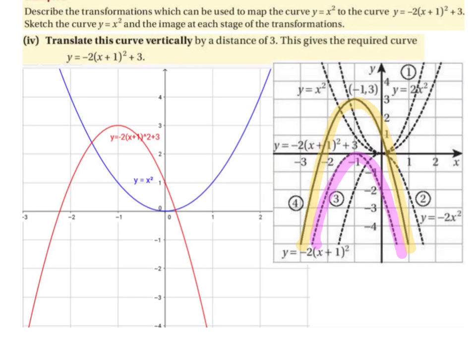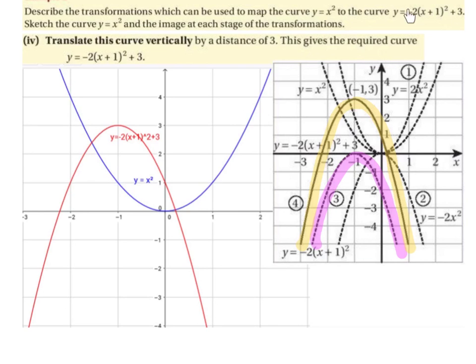Again, we started off with y equals x squared. We stretched the graph, so we made it skinnier by a scale factor of 2. Then we reflected it in the x-axis. Then we moved it over by 1 step to the left. And then we moved it up by 3 steps.